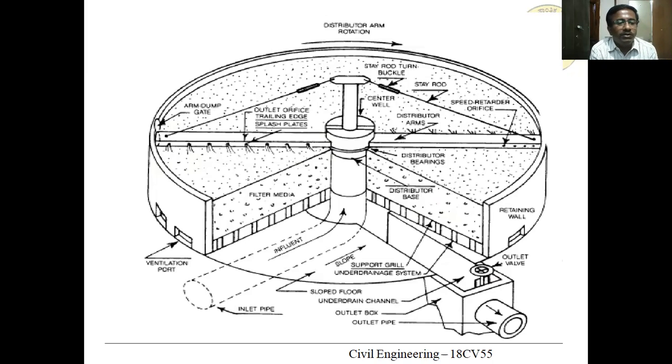There is a provision for ventilation ports for aeration purposes. Once the wastewater is sprinkled over the filter media, the microbes which are present in the filter media come in contact with the wastewater. Once it comes in contact with the wastewater, automatically the degradation of the organic matter takes place. By that, the organic matter is split up into a simple form. At the same time, it passes through the voids, and finally it reaches the underdrainage system pipes.